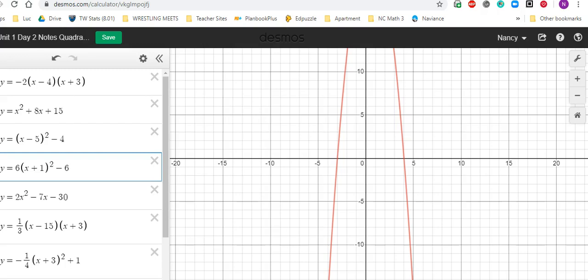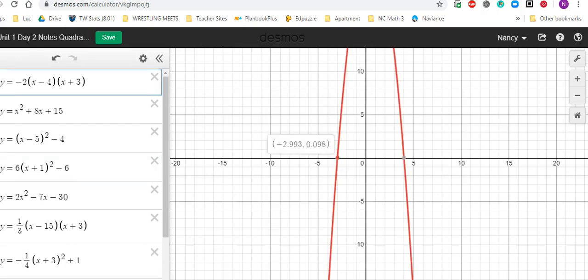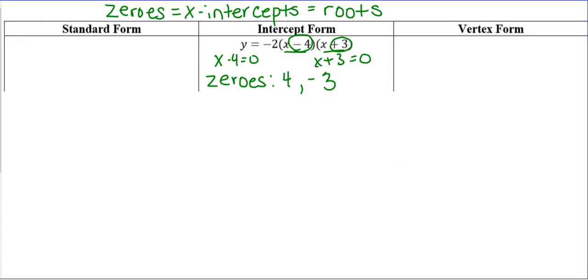Okay, so this first one, if I touch the graph at the x-axis, I get negative 3 and 4, and I believe that was what we said the zeros are, negative 3 and 4. The way I can change this into standard form is I have to multiply all of this together. So I'm going to get a new page and show you how to do this.